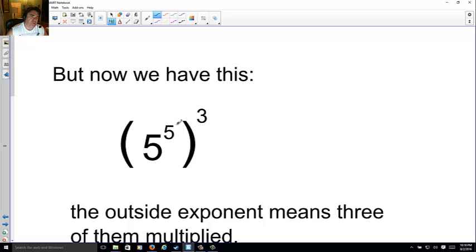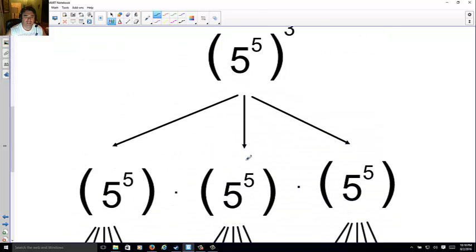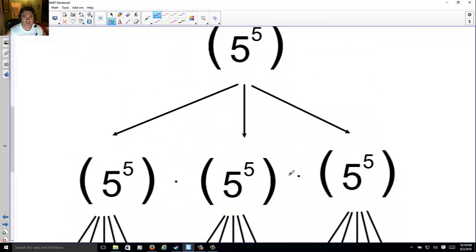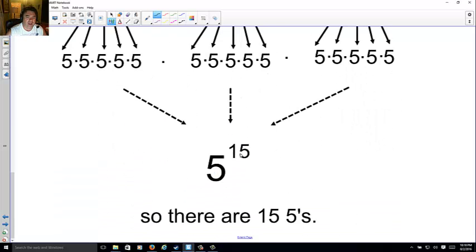What happens when you have an exponent of an exponent? Well, the outside exponent means that you have 3 of them. In other words, 5 to the 5th to the third power means there's 3 sets of 5 to the 5th. So basically you have 5 to the 5th, 5 to the 5th, 5 to the 5th, each of which has 5 5s, makes 5 to the 15th. So there are 15 5s.